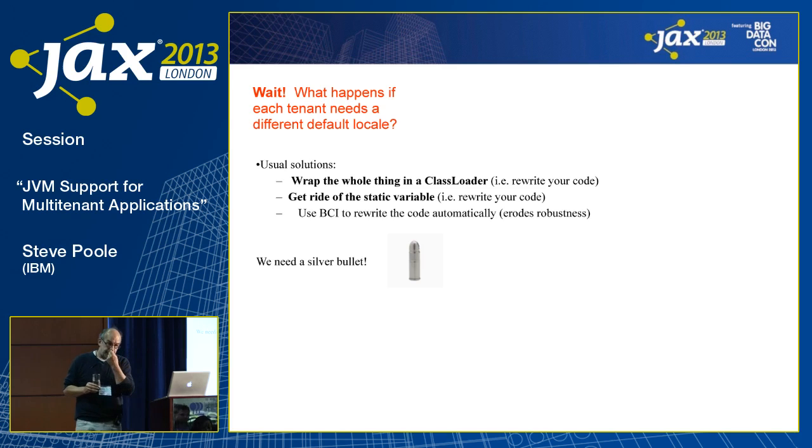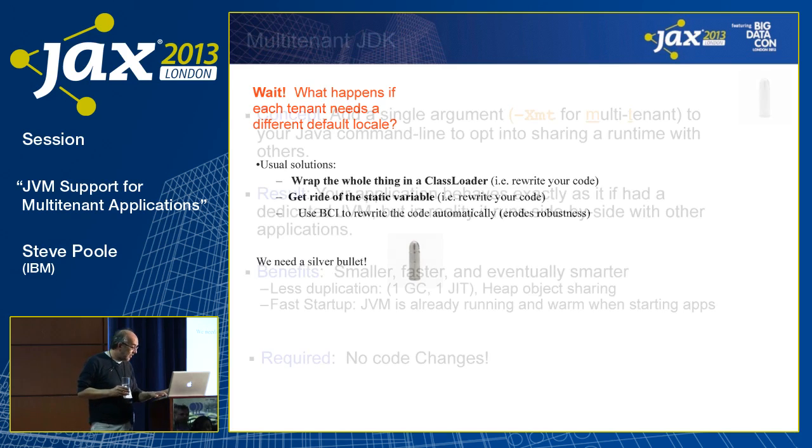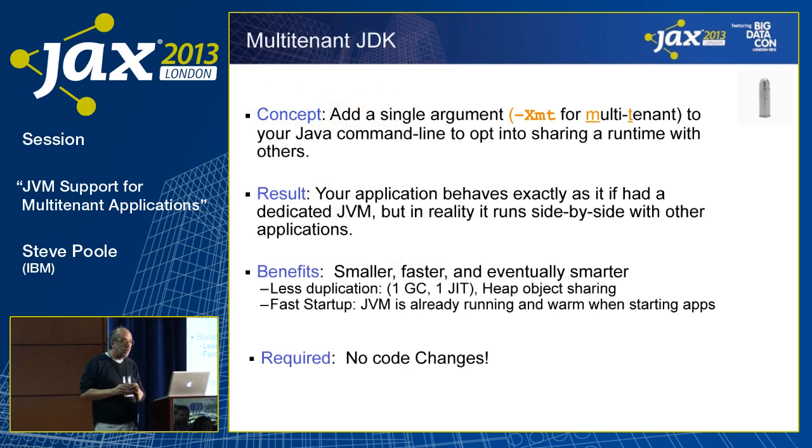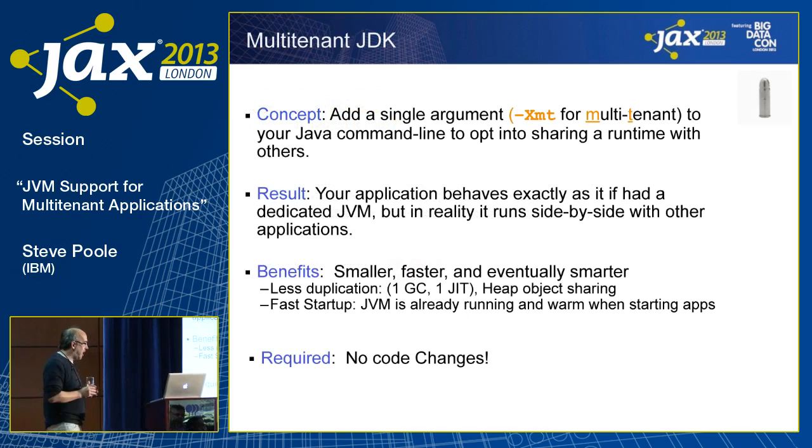So we need a silver bullet. So luckily we have a silver bullet. Right. Well, here's the concept for a silver bullet. How about we provide you with a VM, a standard VM, and we provide a new option. Very simple one, -Xmt for multi-tenant. I'm still not quite sure how you spell multi-tenant, with or without the hyphen. It sort of jumps up everywhere. But let's suppose you can do that.